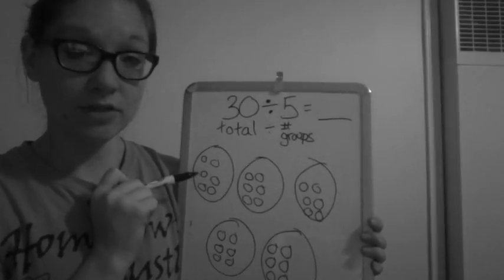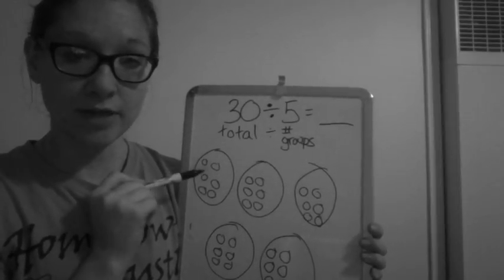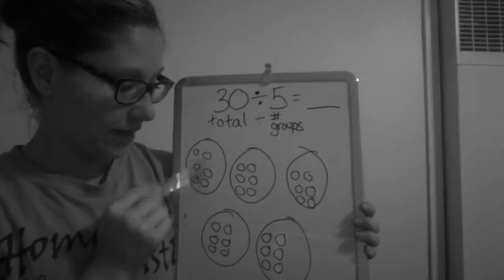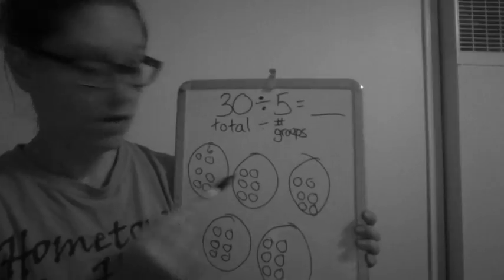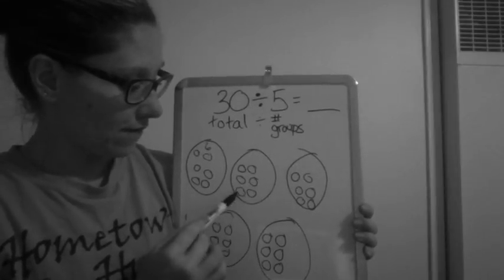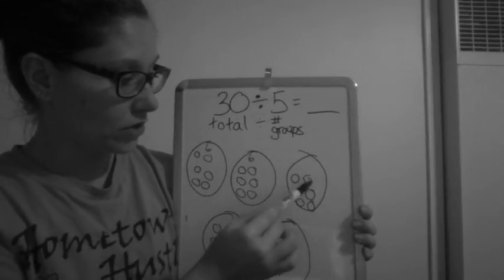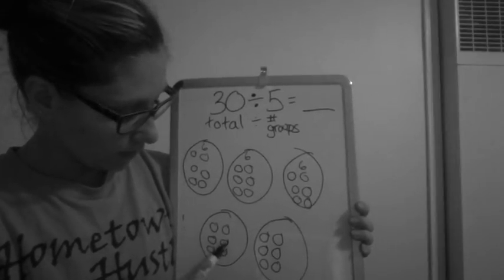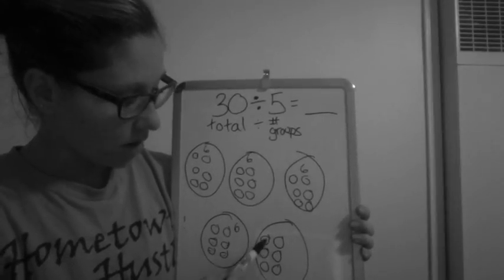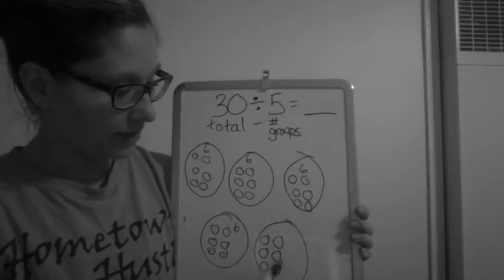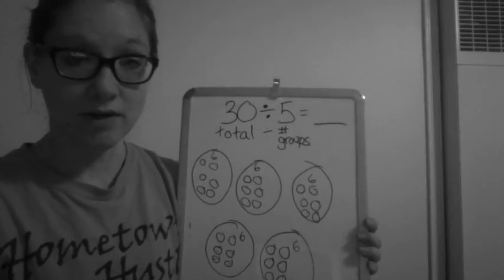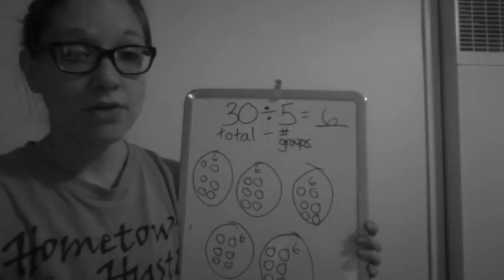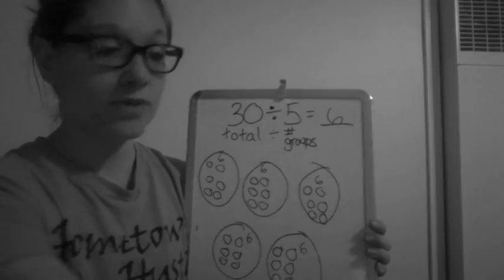So how many circles are on this plate, or how many cookies are on this plate? 1, 2, 3, 4, 5, 6. There's 6 here. 6 here. 6 here. 6 here. 6 here. So what is our answer? 6. You're absolutely right. 30 divided by 5 equals 6.